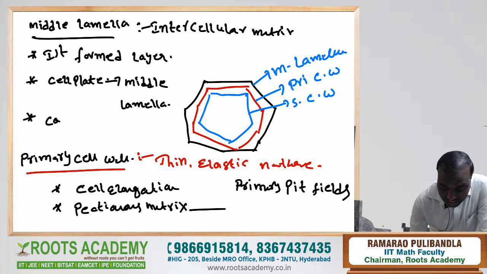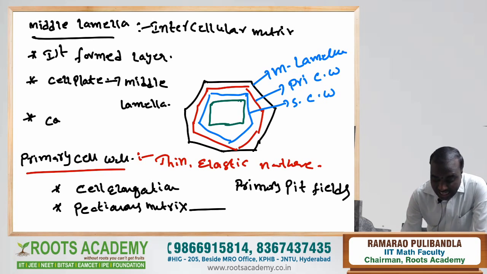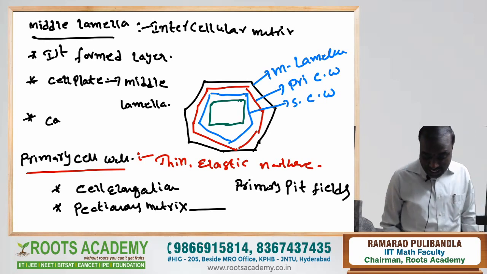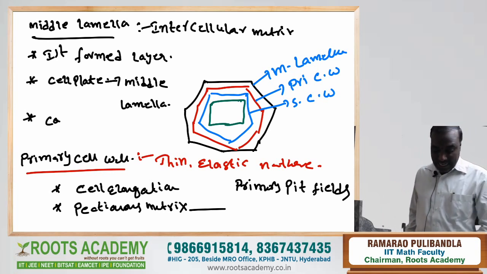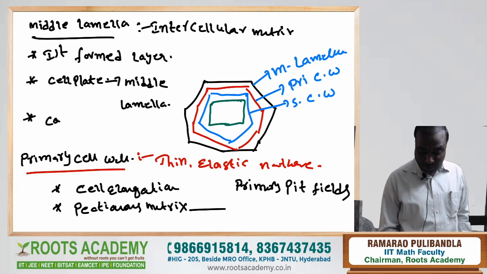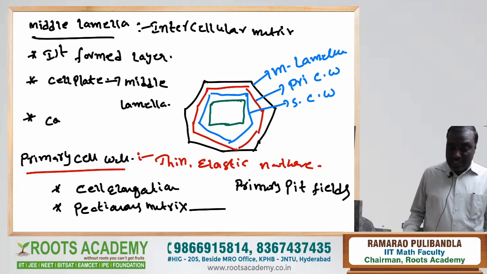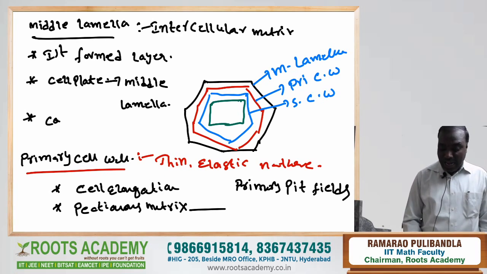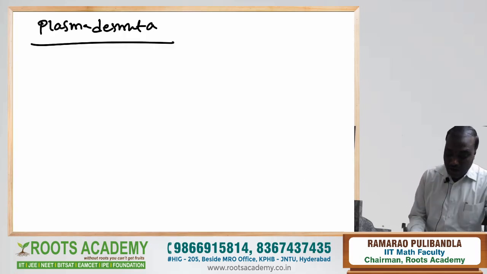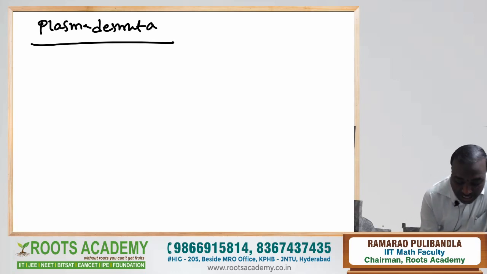Inner to the secondary cell wall, what is there? This is the plasma membrane, which is present inner to the secondary cell wall. That's why I am saying the secondary cell wall is a layer which is present between the plasma membrane and the primary cell wall. Now let us see the complete discussion about the secondary cell wall.